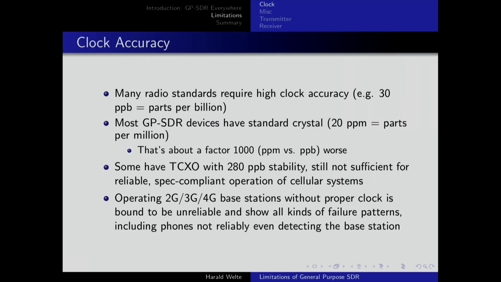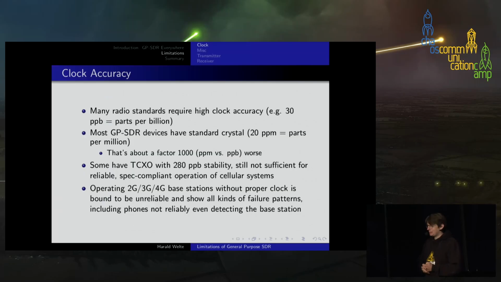Typical requirements in this area are about 30 parts per billion. And that's unfortunately about a factor of 1,000 off the accuracy that the normal crystal oscillators have that you find in inexpensive devices. So a normal crystal may have 20 ppm, parts per million, whereas the requirement actually says something like 30 or 50 parts per billion. Some devices have so-called TCXOs, temperature-compensated crystal oscillators, which then have around 280 ppb stability, which is nice. It's much closer to what the spec says, but still it's a factor of 10 or something like that off.